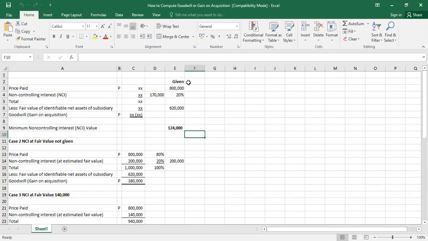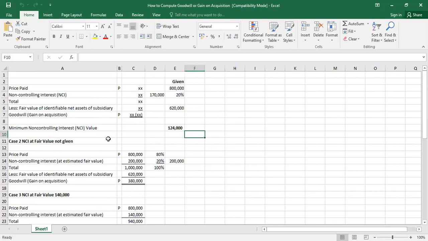Then what is acquired is actually 80%, as shown on the subsequent examples. If we are just given the 20% NCI, this means that the controlling interest is 80%, even if it's not clearly stated in the problem. That is a matter of 100% minus 20%. Also given is the fair value of identifiable net assets of the subsidiary. That is the difference between the fair value of identifiable assets, such that if there is existing goodwill, we have to exclude that, less liabilities assumed.